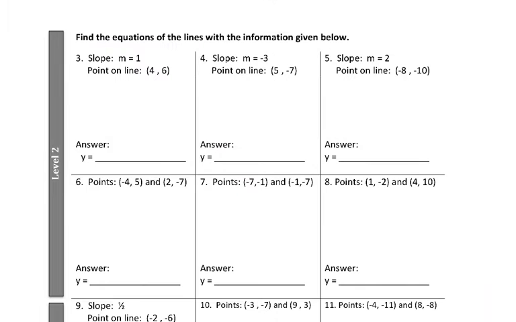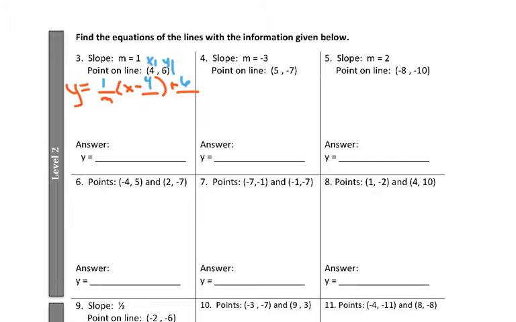Alright, now let's just go on to the back side and let's do just a couple of examples here. Okay, so we know that we are going to have y equals blank, which will be our slope, parentheses x minus our x number, plus our y number. So we're told that our slope is 1, x1 is 4, y1 is 6.